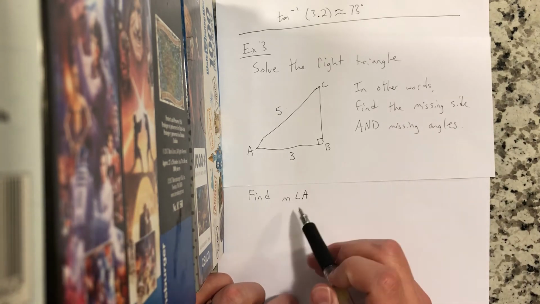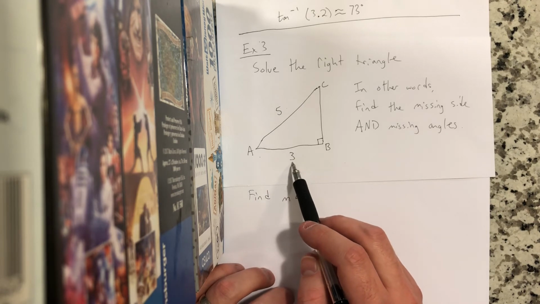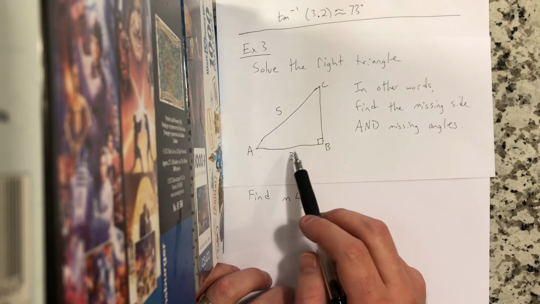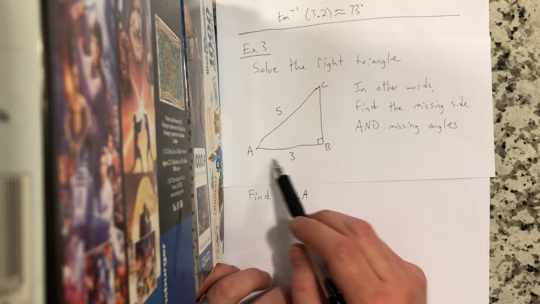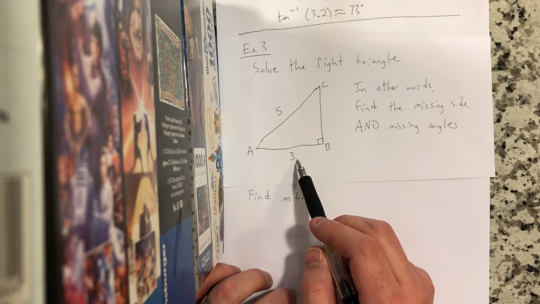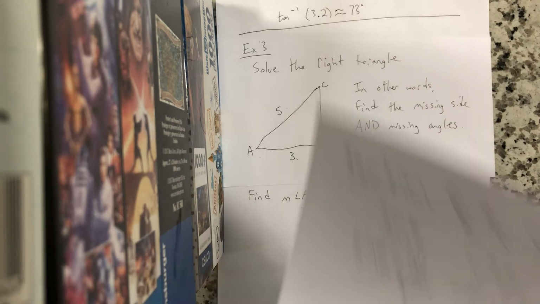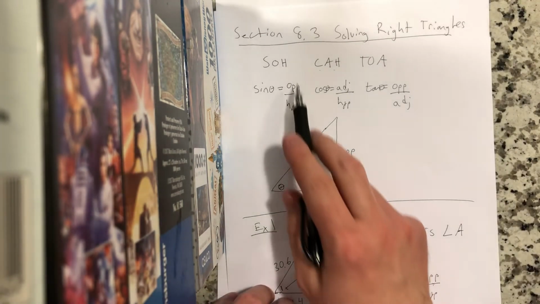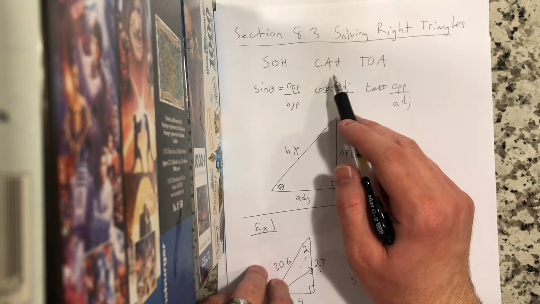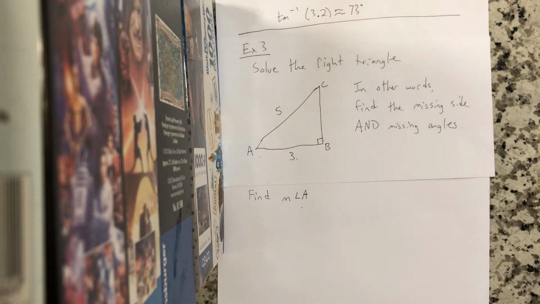So if I'm considering angle A, we're dealing with the 3 here, and we're dealing with the 5. Well, the 5 is the hypotenuse, and this side, AB, in relation to angle A, is going to be the adjacent side. So if we look back at our little SOHCAHTOA thing here, we have the adjacent side and the hypotenuse. And if we look throughout here, that's going to be the cosine. So we want to use the cosine.